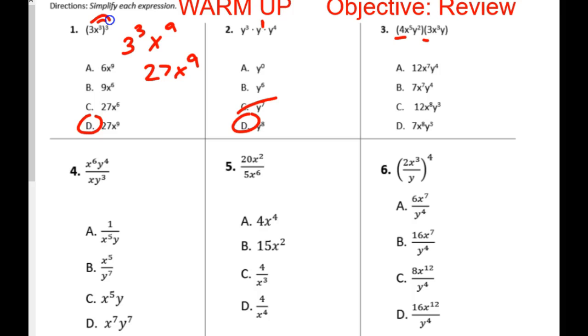Now, number 3, what do I do with these coefficients? Multiply. 4 times 3 is what? 12. So guess what? This 7 is a trick, right? And then what do I do with all these powers? The x powers are going to add. 5 plus 3 is 8. And then, again, if there's no power, put a 1 there. So the y's are going to be 2 plus 1, which is 3. So 12x to the 8, y to the 3rd. So letter C, okay?